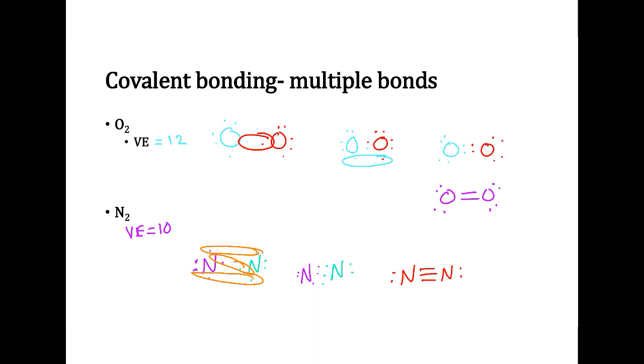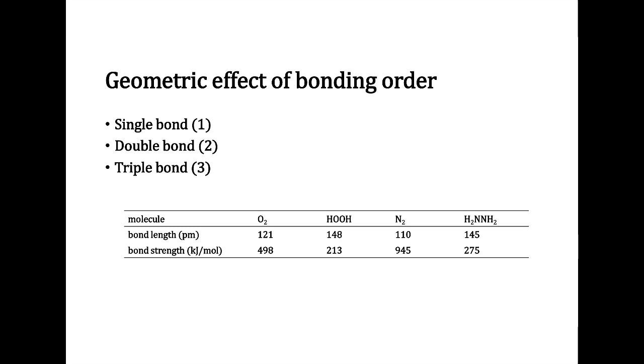So let's consider the effect that having a multiple bond, a double or a triple bond, compared to a single bond, has on a molecule. We're going to look at both geometric and energetic properties. Let's consider O2. We just drew that Lewis structure previously, so we had double bonded oxygens. And then for HOOH, we're going to learn how to draw this sooner than later.